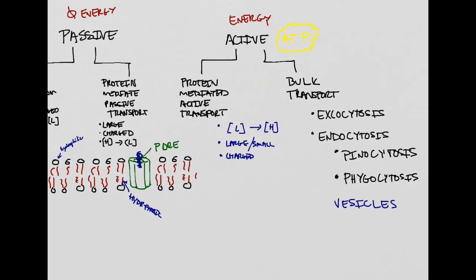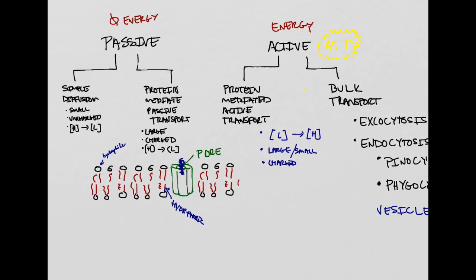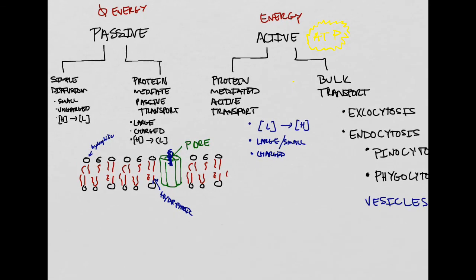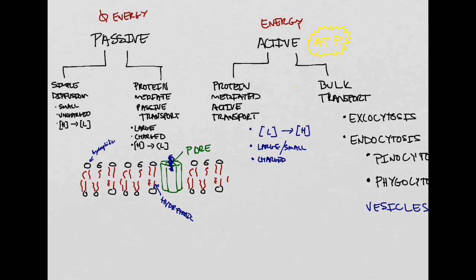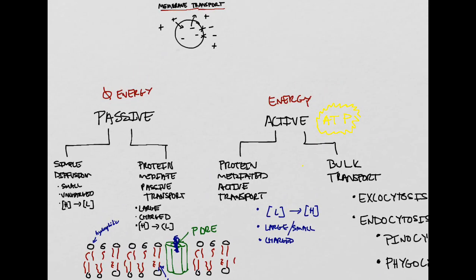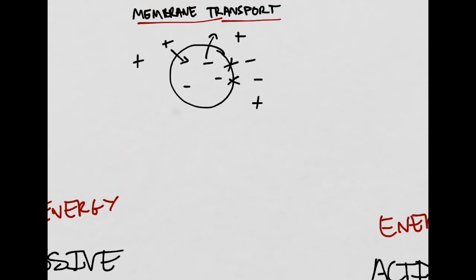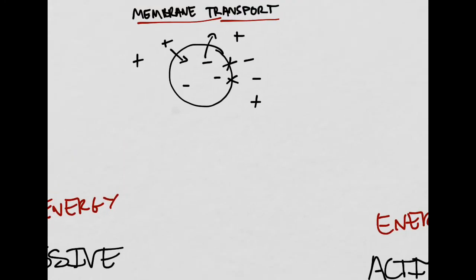Okay, so this is it. Passive and active transport. And again, this is all important because the cell has got to maintain homeostasis.